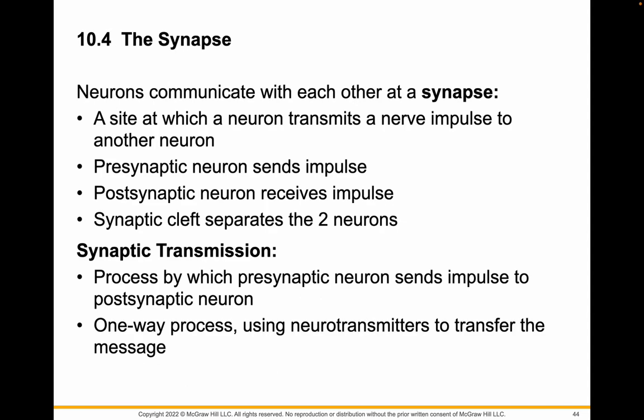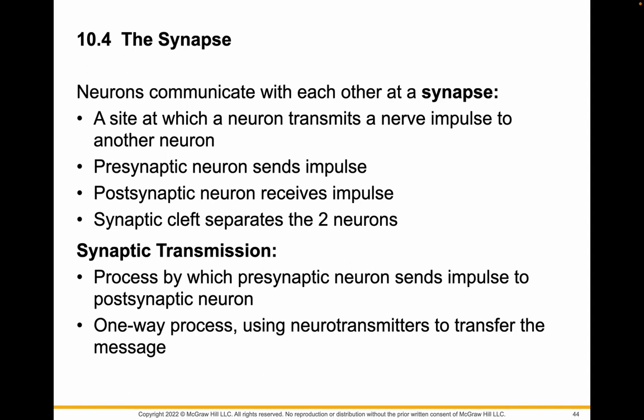Okay, so now that we know how an action potential works, we got to talk about what happens at the synapse. And the good news is, if you learned action potential, synapse is going to be real easy because you've seen it before. The synapse, remember, is a site where a neuron is talking to another neuron or another cell. The presynaptic neuron is sending the impulse to another neuron. The postsynaptic neuron is the one getting it. So the synaptic cleft is between the presynaptic and the postsynaptic.